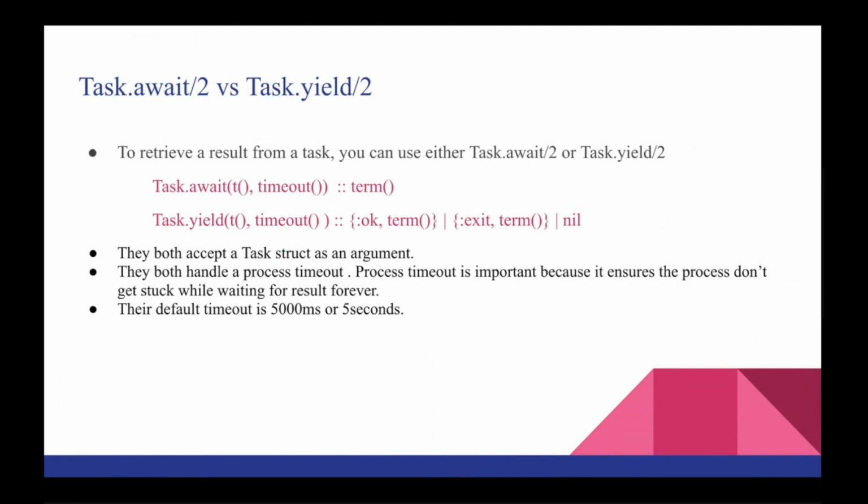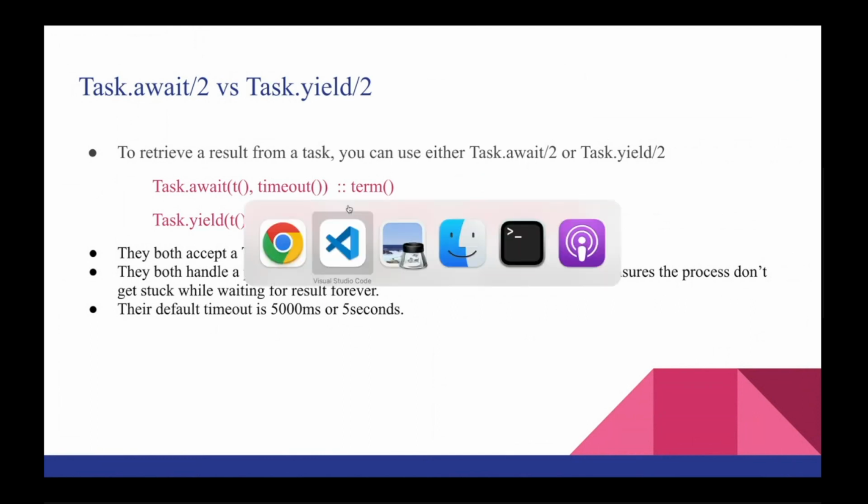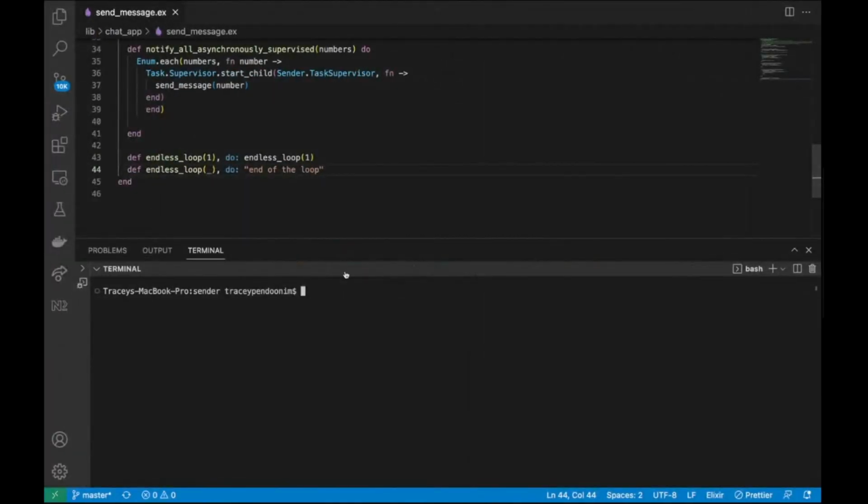So let's look at how Task.await and Task.yield work. We tried this in our previous series when we were looking at Task.async, because when running Task.async, we had to call Task.await or Task.yield to retrieve the result from it. So it will be a similar thing here as well. I'll go to my code editor and start my interactive shell.